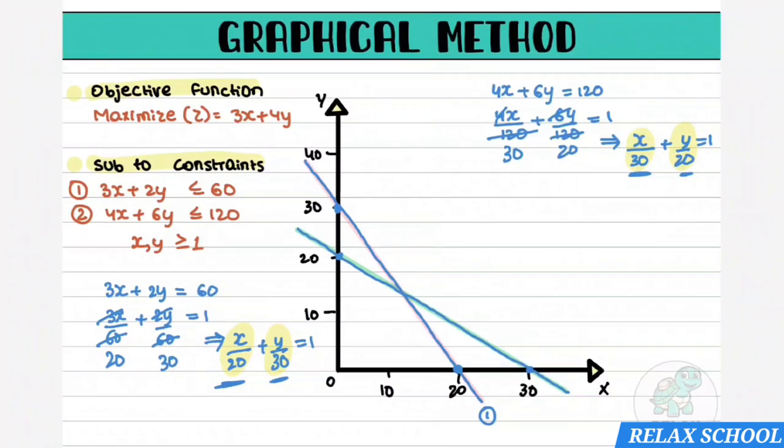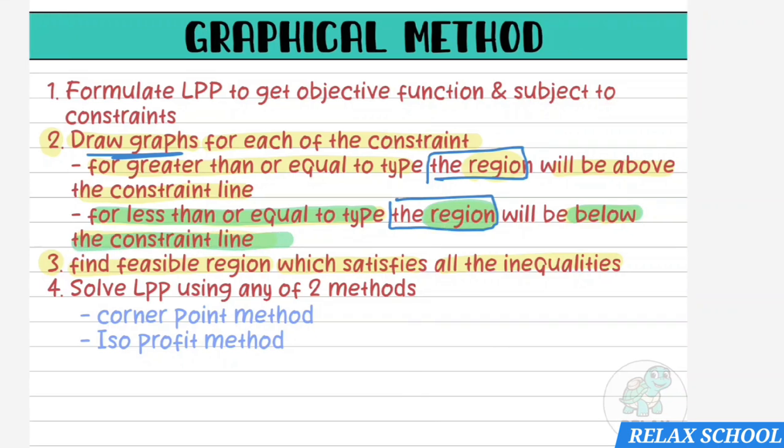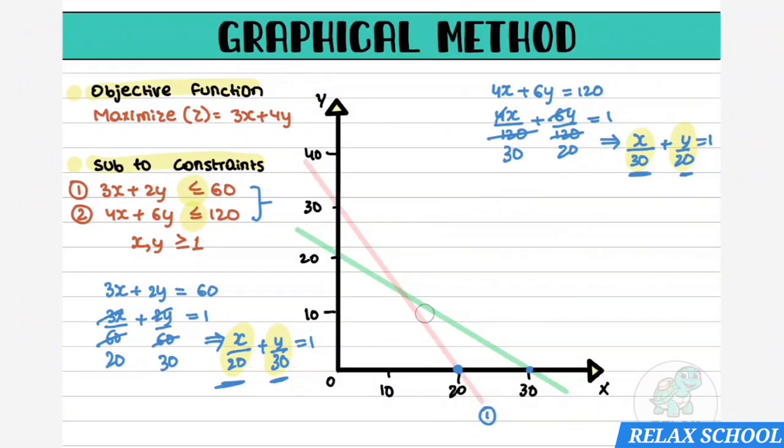If you look closely, these constraints are less than or equal to type. So for less than or equal to type, the region will be below the constraint line. So what was this supposed to mean? Let me clear this a little bit. So this was the first line, right? So for a less than or equal to type equation, the region will be below the constraint line. So if this was the line, below the constraint line, all of this area is the region for less than or equal to type.